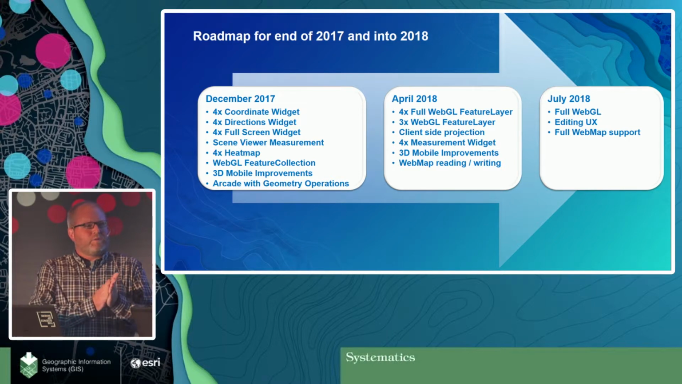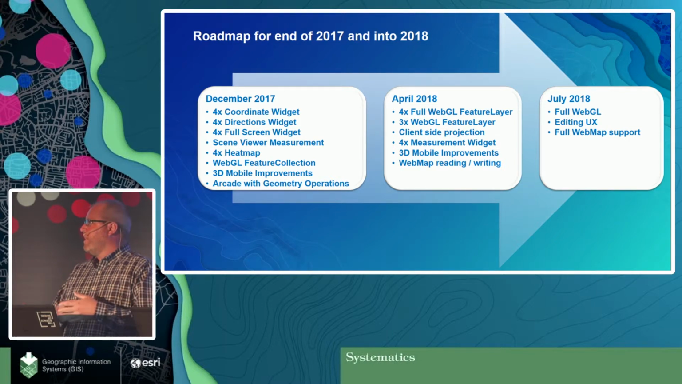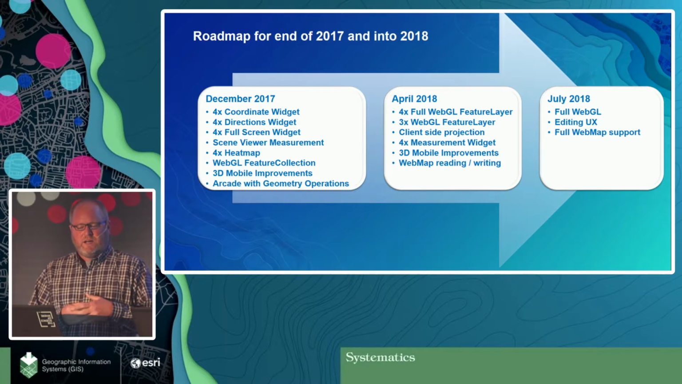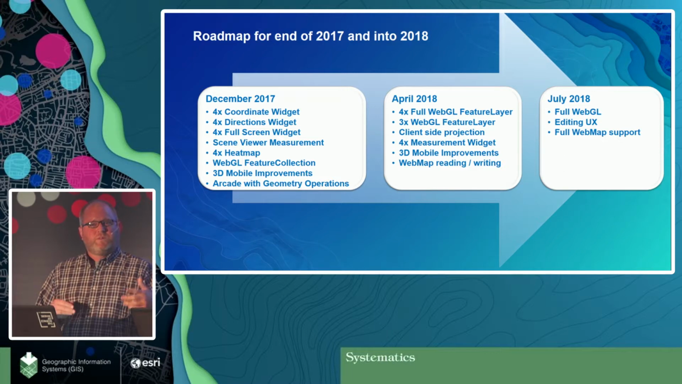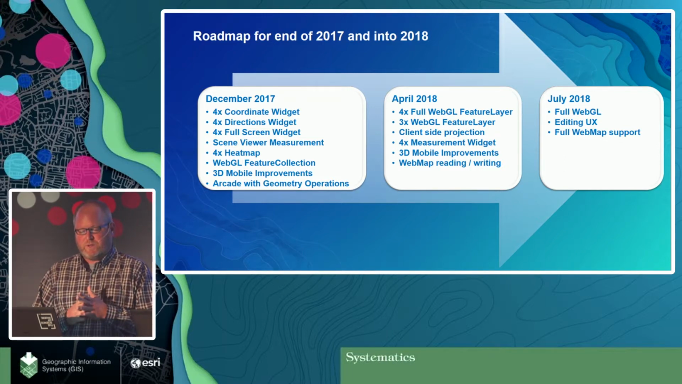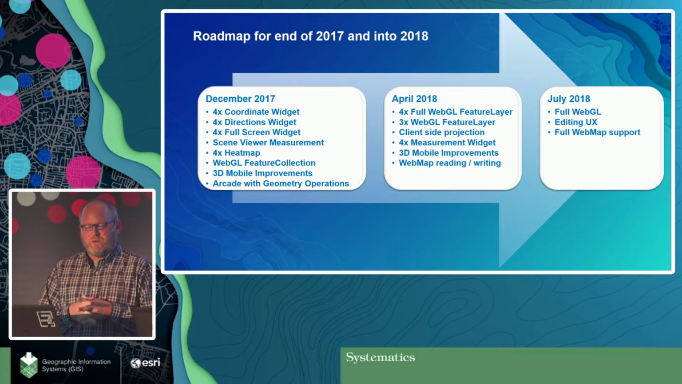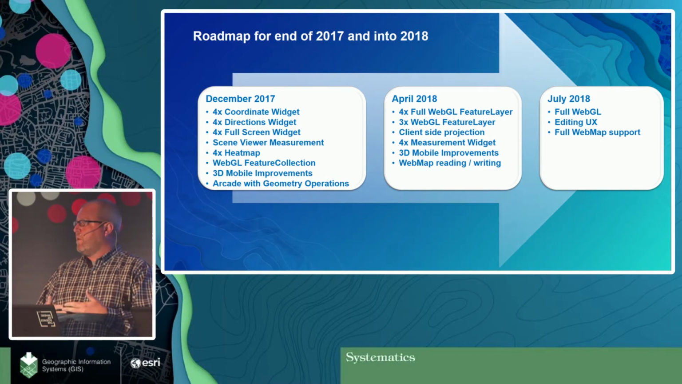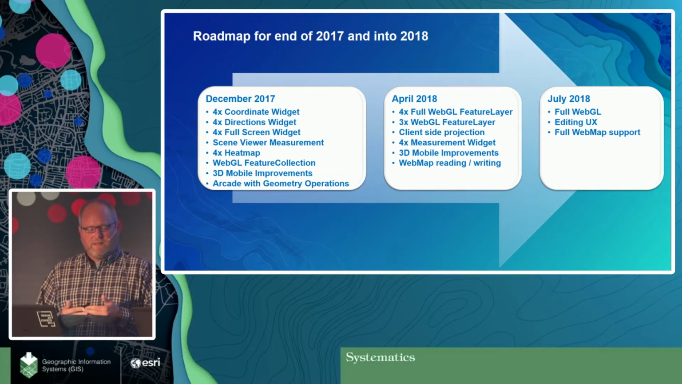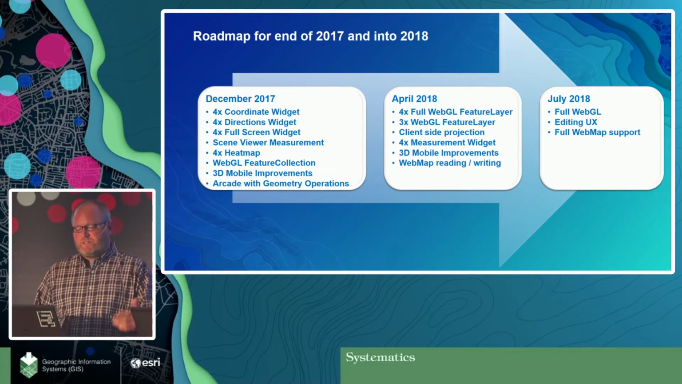So through 2017 and 2018, specifically on the browser-based applications, we'll be introducing a set of widgets, both the client-side coordinate widget, directions in 4X, full screen, scene viewer. We'll get that measurement technology that I showed you a little bit before. There's also a heat map. We'll improve the WebGL feature layer to work with feature collections and CSV layers. We'll start to introduce support for mobile on 3D and adding more operations to Arcade.